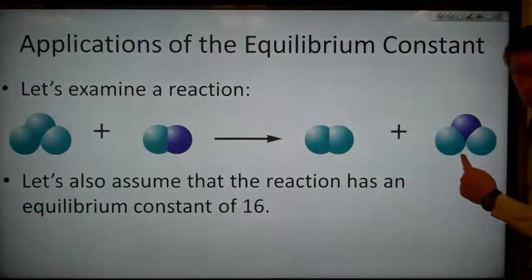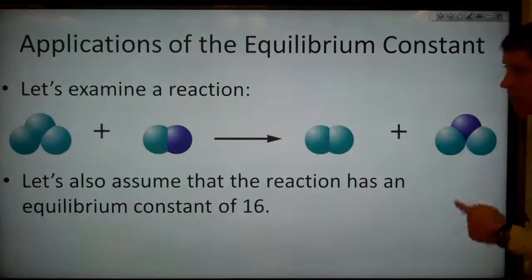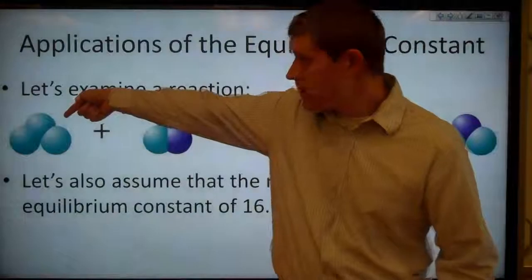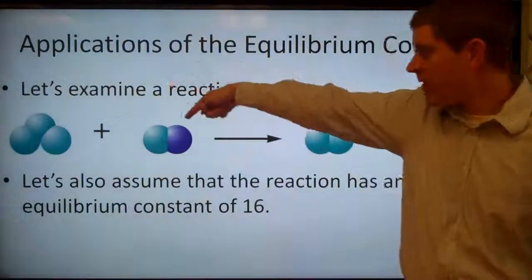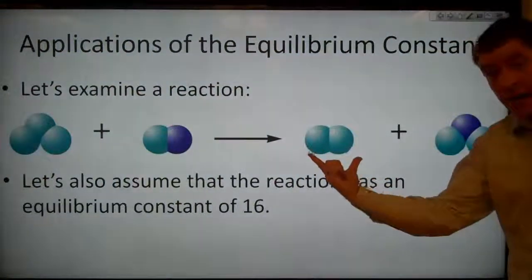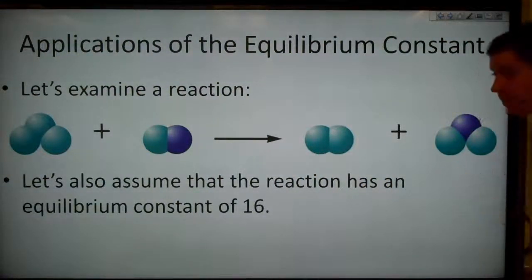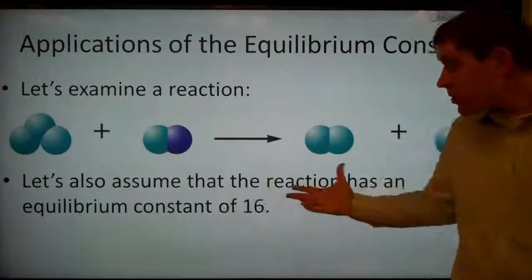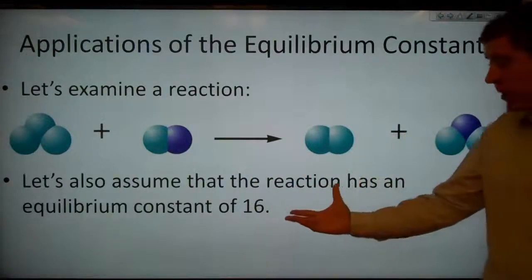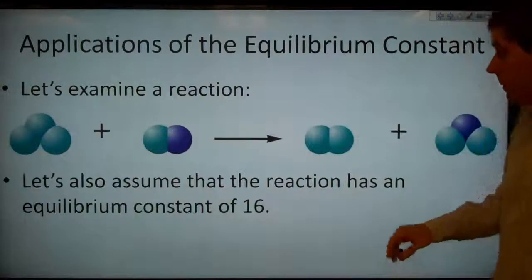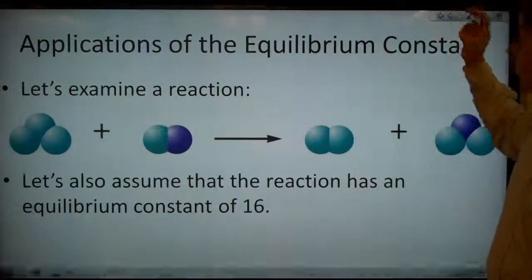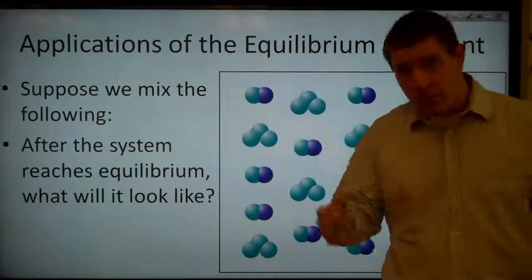So here we have essentially something like A3 reacting with AB to give us A2 and A2B. So let's also assume that the reaction has an equilibrium constant of 16. I'm just basically picking 16 from thin air.